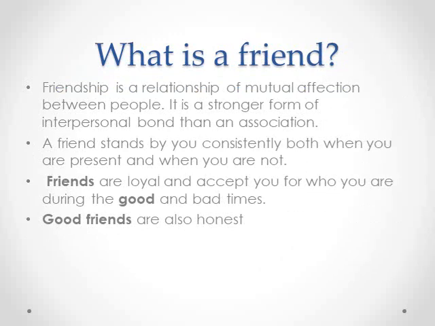Now, some of the main questions were given in your assignment that you need to cover in your essay. The first one is what is a friend? You need to describe what a friend means to you. Some of the examples I've given to you. Friendship is a relationship of mutual affection between people. It is a stronger form of interpersonal bond than an association.